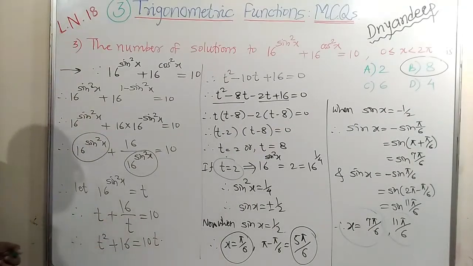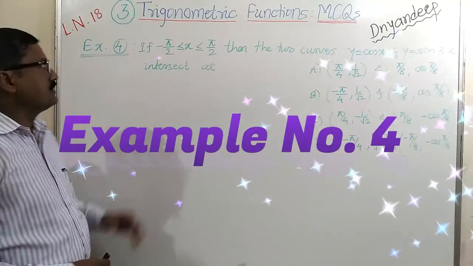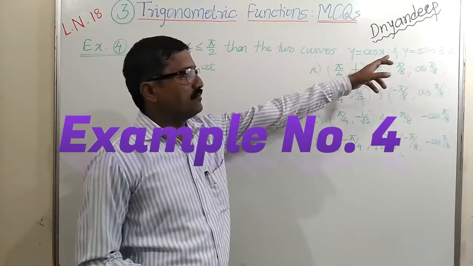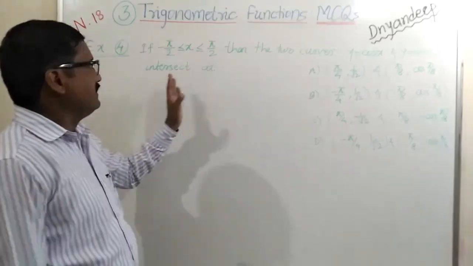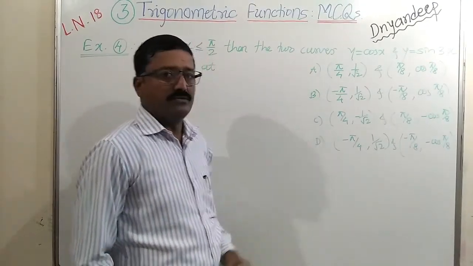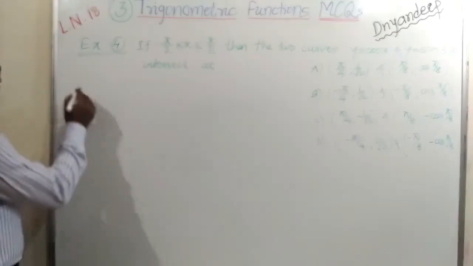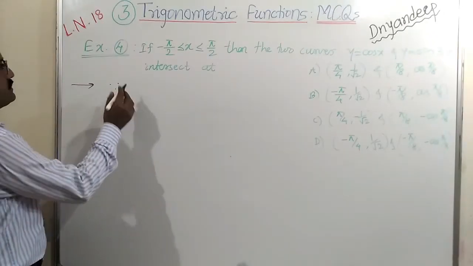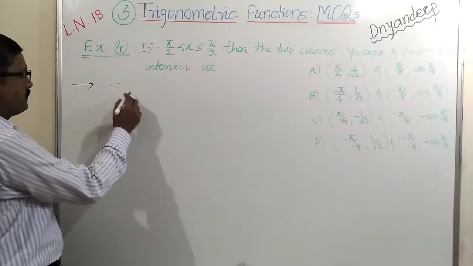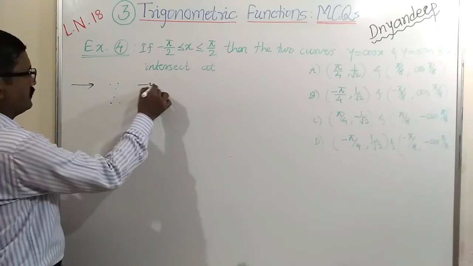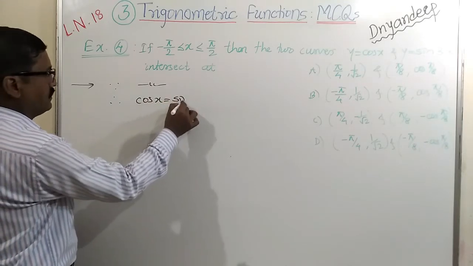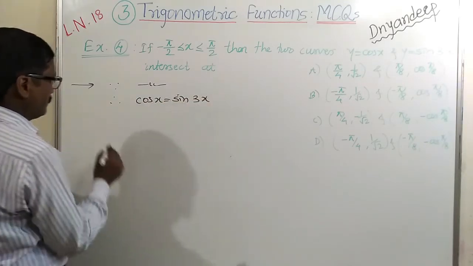Okay. Now see example number 4. This x is from minus pi by 2 to pi by 2. Then the two curves y equal to cos x and y is equal to sin 3x intersect at these 2 points, given with these 4 options. Let us see the solution. Since y equal to cos x and y is equal to sin 3x intersect, therefore we get cos x equal to sin 3x.